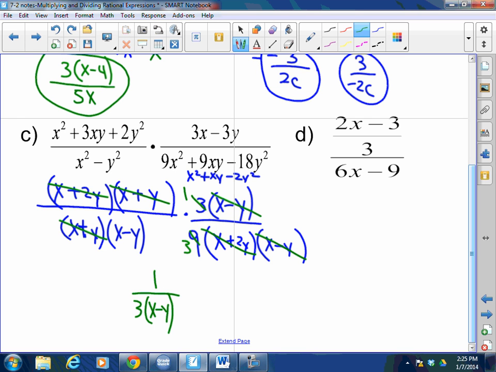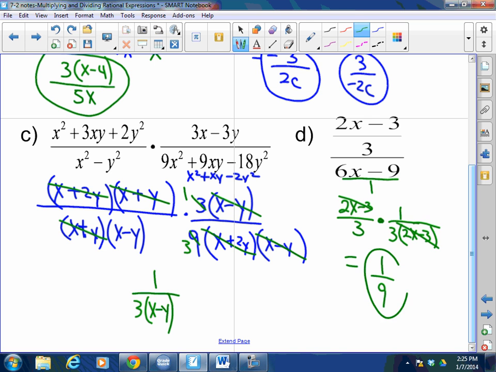Okay? And last but not least, stay, change, flip. Remember, that's over 1. So I'm going to take out a 3, giving me 2x minus 3. Cancel, cancel. 1/9 is my answer.